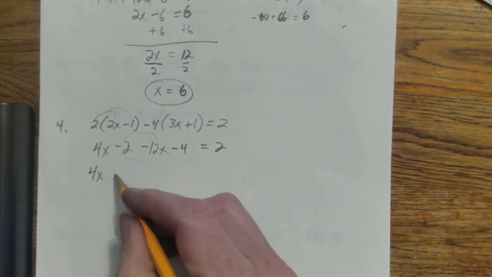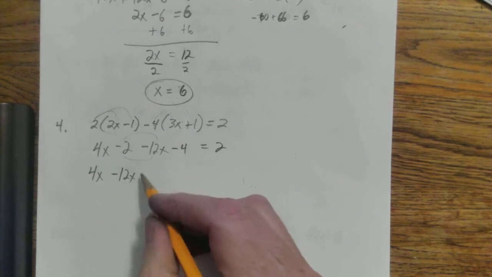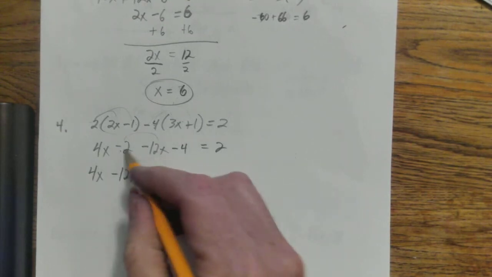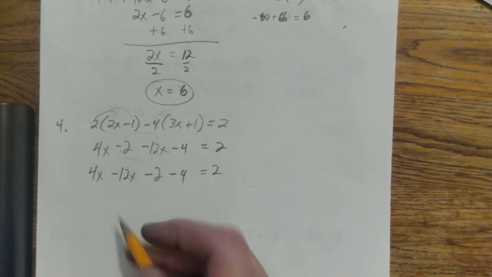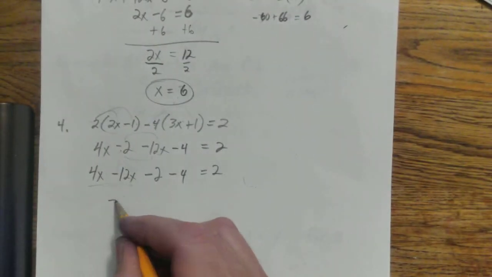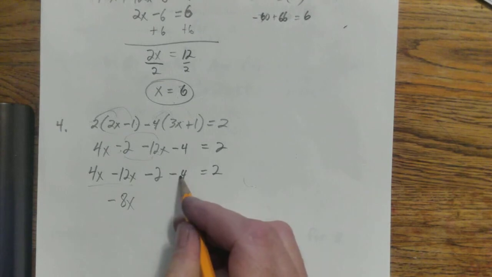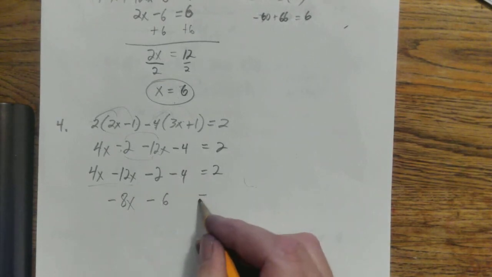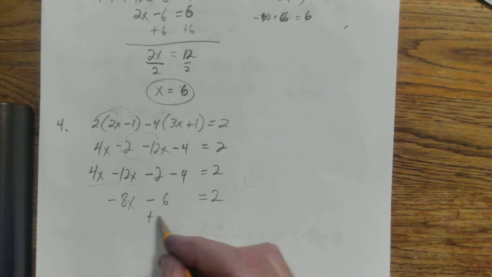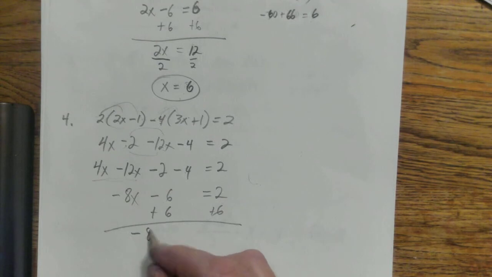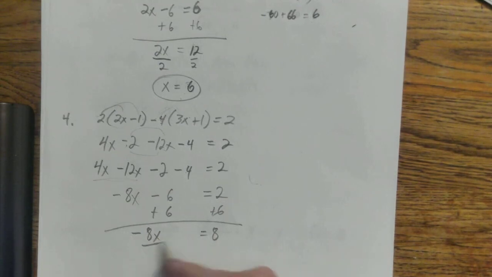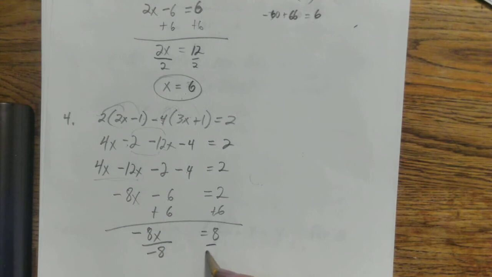So I have 4x minus 12x. That's the commutative property at work. I got the minus 2. I just switched those two terms around. And then minus 4 equals 2. And add those two terms together. 4x and negative 12x is negative 8x. Negative 2 minus 4, that's negative 6. And that equals 2. So let's add 6 and add 6. I've got negative 8x equals 8. And I'll divide by negative 8 and get x is negative 1.